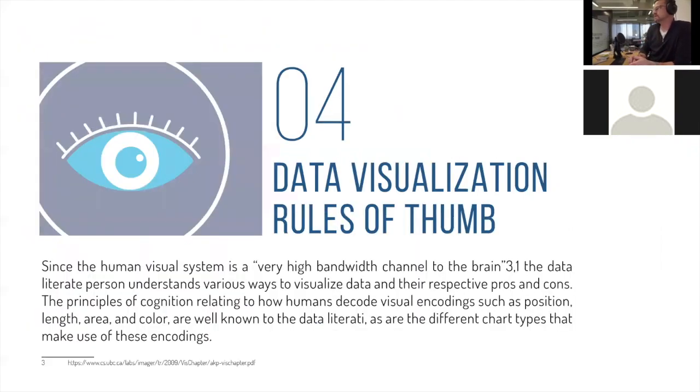All right, number four is an important one because eventually we're going to be visualizing data, right? That's a hugely powerful thing that we can do, taking data and visualizing it. The human visual system has a very high bandwidth channel to the brain. This is a quote from Tamara Munzner's book, Visualization Analysis and Design. So the data literate person is going to understand how to take data and visualize it, the respective pros and cons of these different kinds of encodings, mappings and aesthetics, chart types, when they're effective, what they're effective to do, what they're less effective with, right?